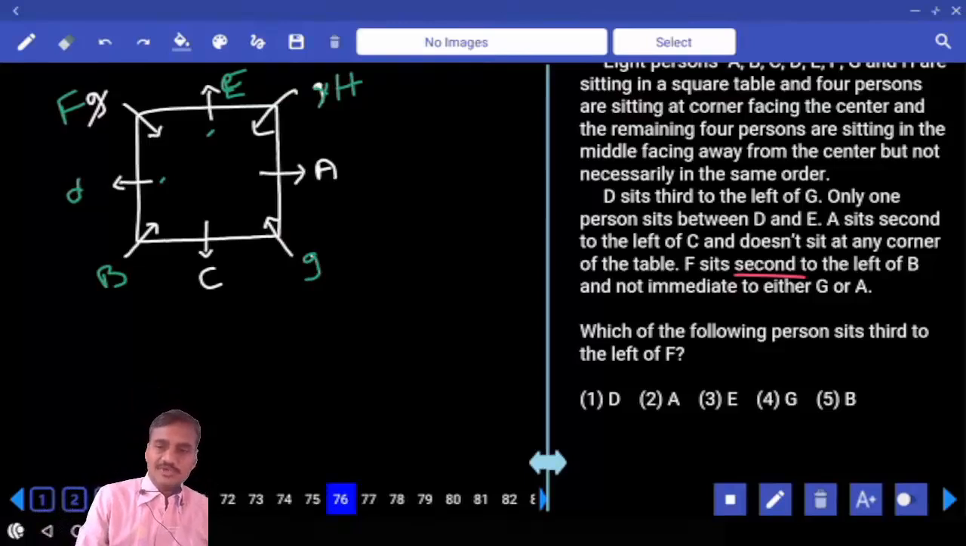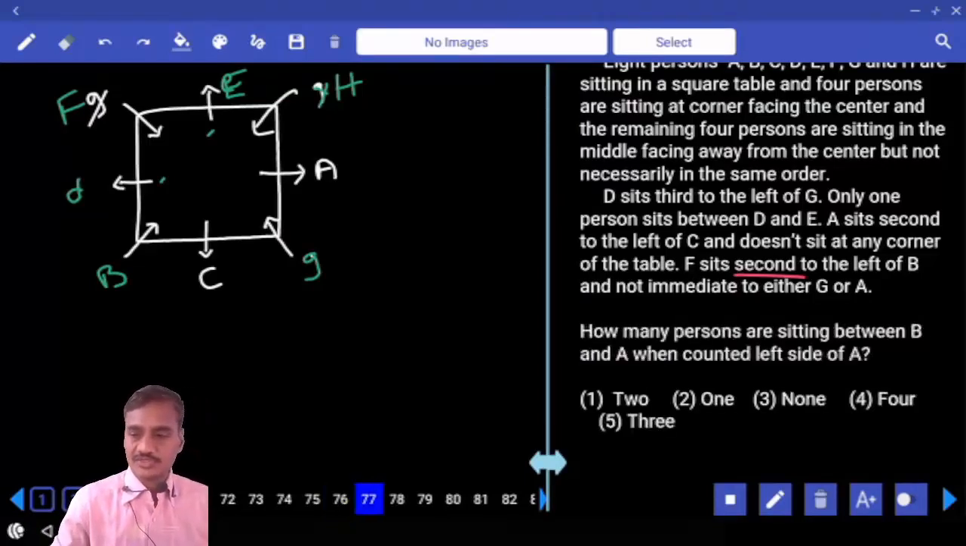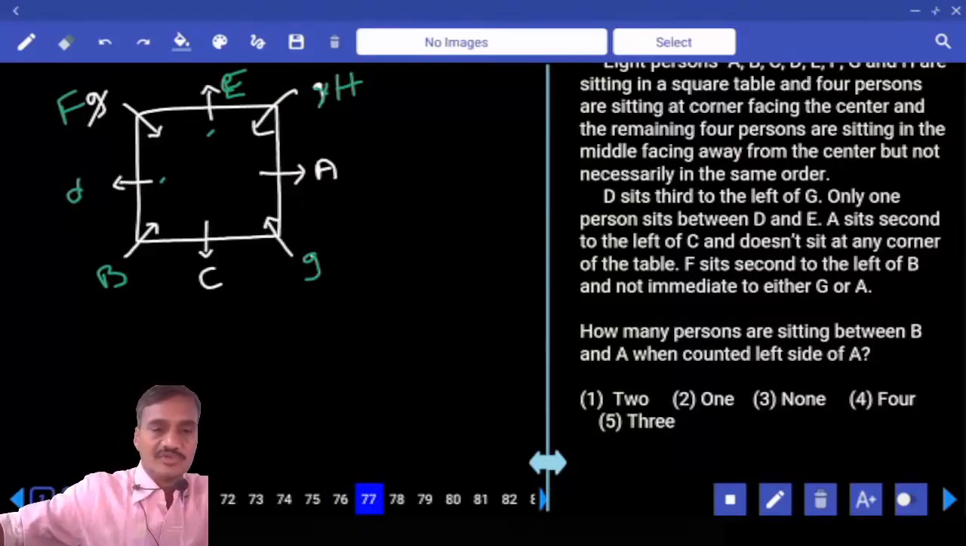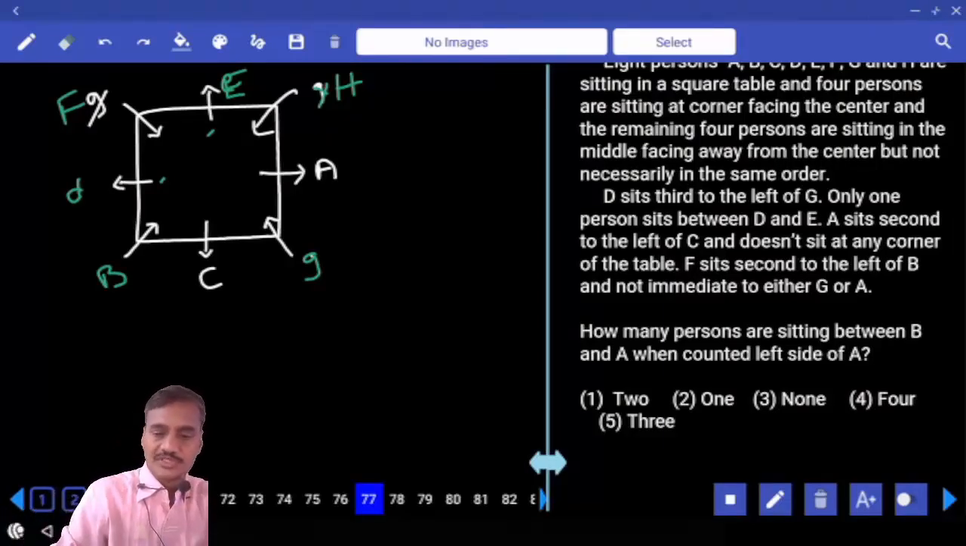And which of the following persons sits out to the left of F? Tell me who is out to the left of F. A, that is choice 2. And how many persons are sitting between B and A when counted to the left side of A? Between B and A when counted to the left of A: 1, 2, 3, 4. There are 4 persons, choice 4.